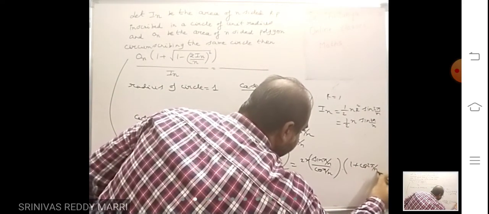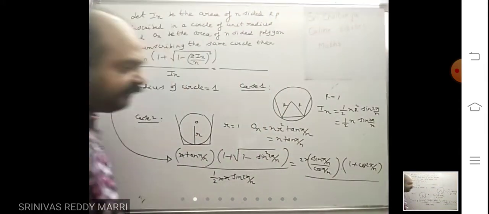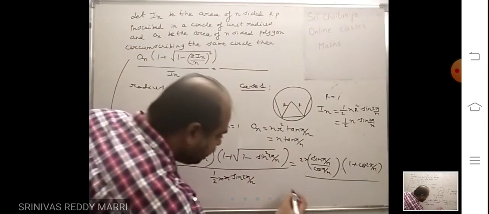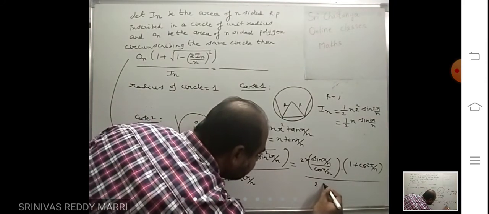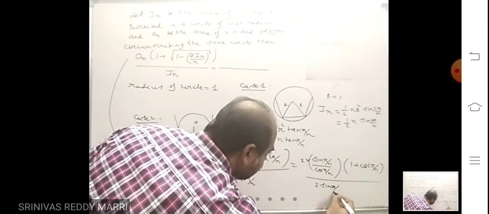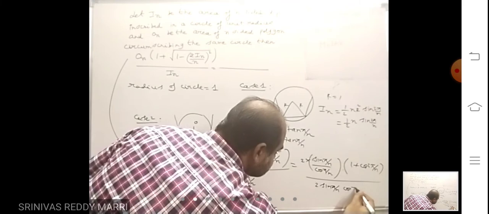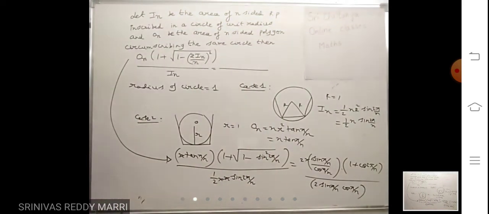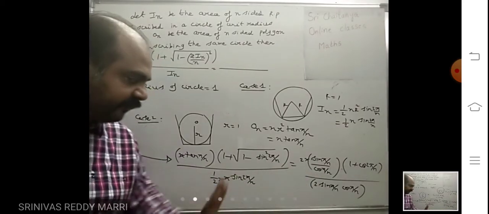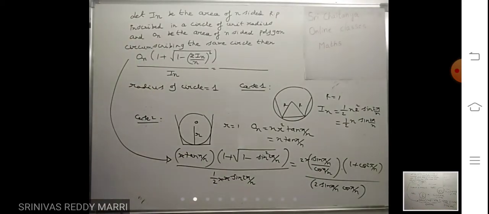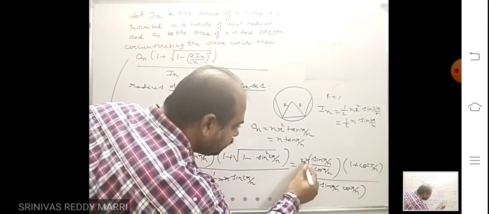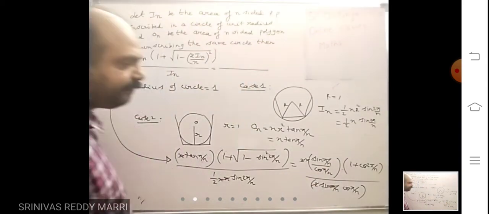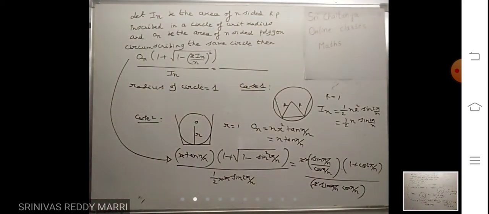Root of 1 minus sine square is what? Cos square. Root of cos square means cos you will get. So here sine 2 pi by n I am writing as 2 sine pi by n cos pi by n, using the 2 sine a cos a formula. So this 2 will get cancelled and sine pi by n will get cancelled. What will you get?